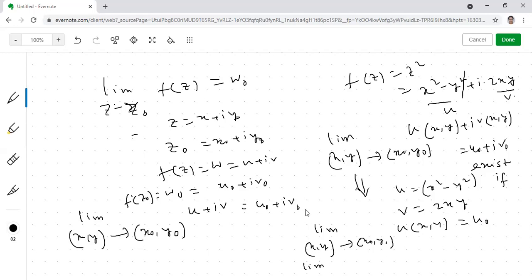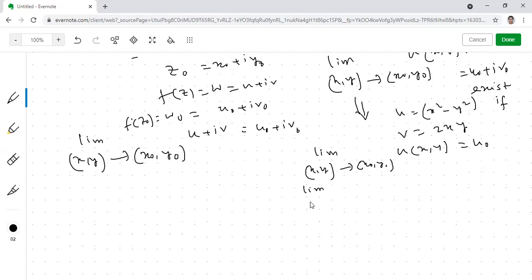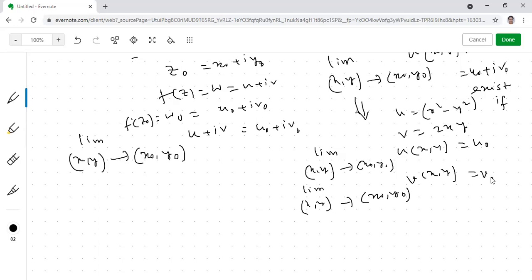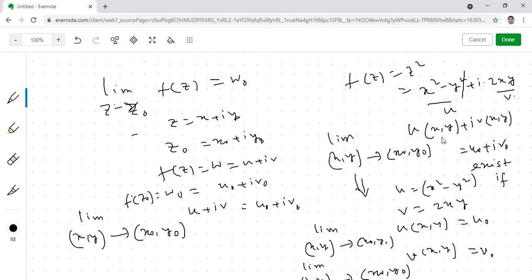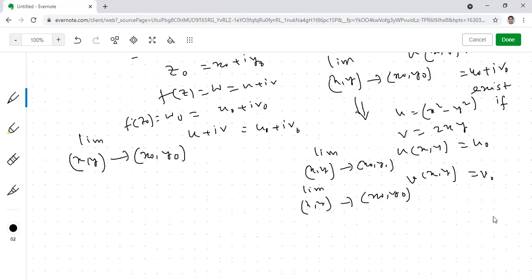So here, in order to find out the limit for a function of complex variable, you don't need to use any new method. Rather, the method that you have used for the function of two real variables in the first semester, you can use that method to evaluate the limit for a function of complex variable. So this is limit (x,y) tends to (x0,y0) of v(x,y). Let's say this is v0. So if the real part has the limit that goes to the real part of the limiting value, and the imaginary part is going to the imaginary part of the limiting value, then by combining that we can say that the limit will exist and the limiting value will be this. Is that clear?